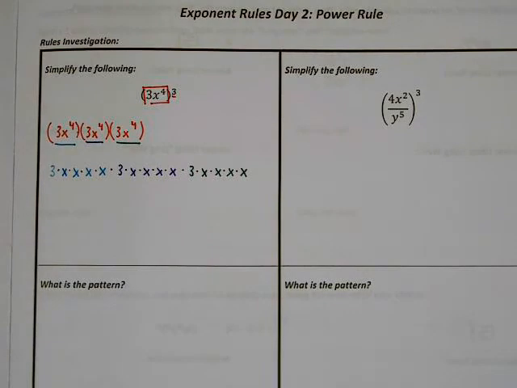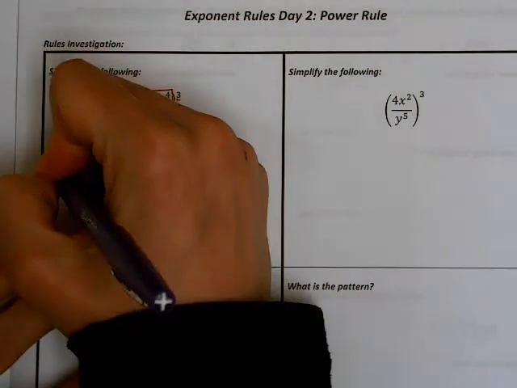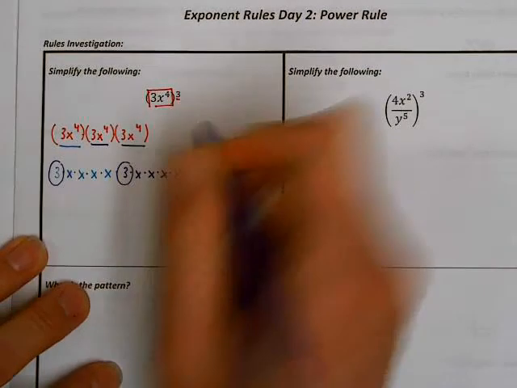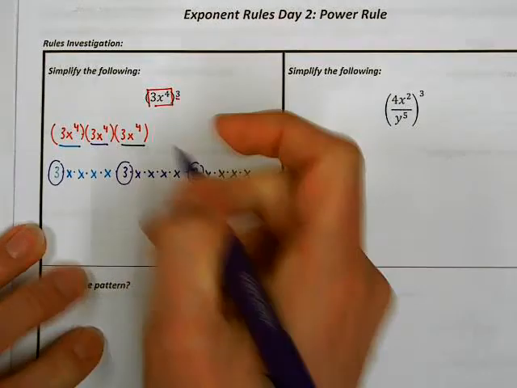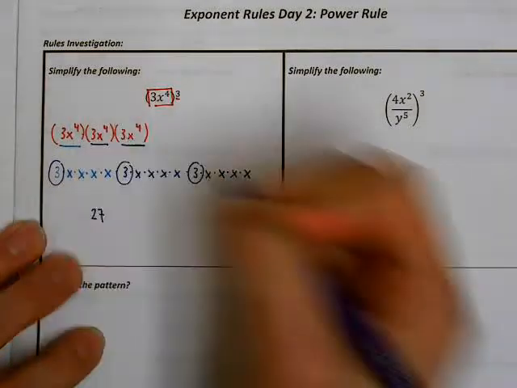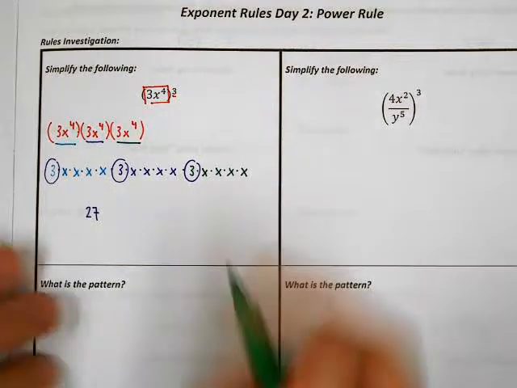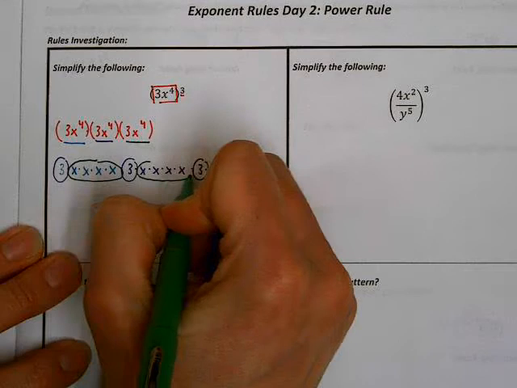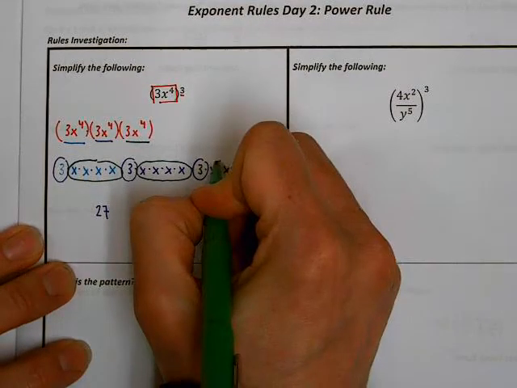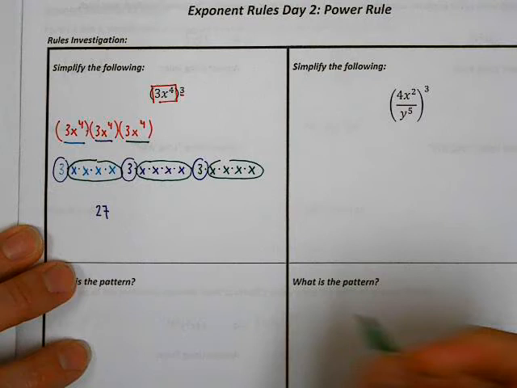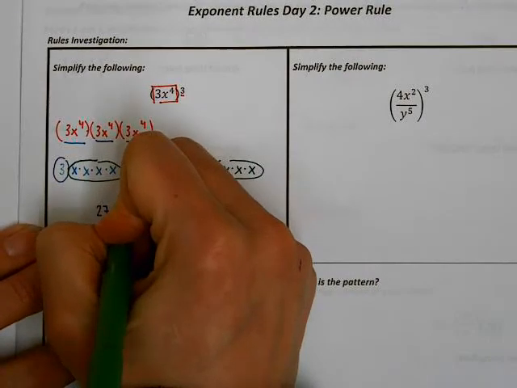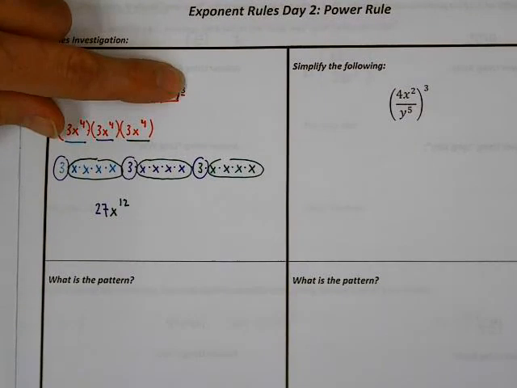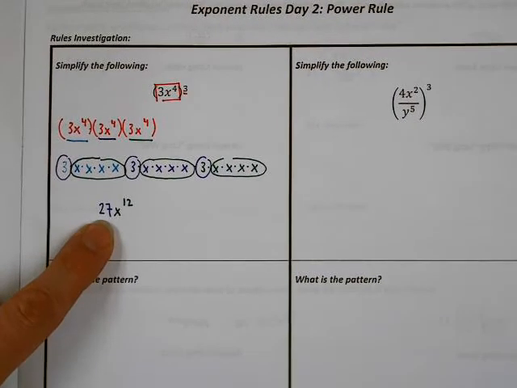So now I've fully expanded this, and now I want to simplify. The first thing I notice is I can take all of these numbers that I have here, and I can multiply those together. So 3 times 3 is 9, times 3 is going to give us a 27. And then I can look and find all of my x's. So I've got 4 x's plus 4 more is going to give me 8 x's. Plus 4 more x's gives me 12 x's, so I have x to the 12th. So what I know is this 3x to the fourth to the third power is going to simplify to 27x to the 12th.